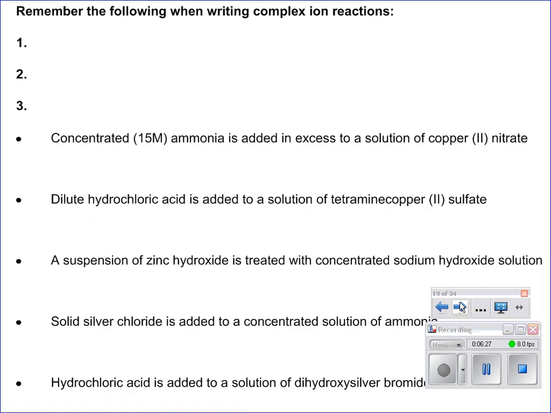I'll fill in the rules in a second, but right now I just want to do this first one to show you how easy they are to recognize. Concentrated ammonia. Do you see how we have a high concentration of one of the ligands? And it's being mixed with a fish metal. That's how we know that this is a complex ion problem, okay? So we're adding 15 molar ammonia, NH3. It's a covalent compound, so we can't split it up.